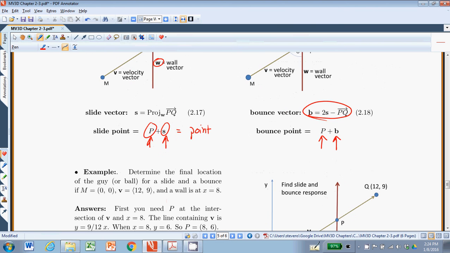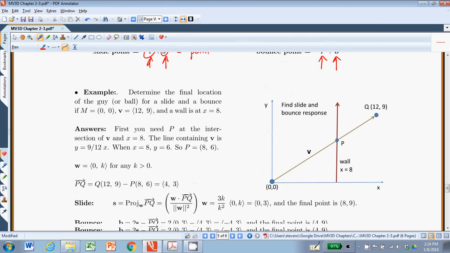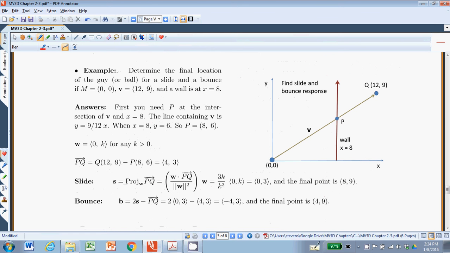So let's do an example. We have a ball that starts at 0, 0. So with our previous demonstration in mind, that was called M. Right? It wants to go to Q. It hits the wall at point P. I want to figure out a slide response and a bounce response. Right? And the nice thing about this is you can actually probably guess what those are anyway.